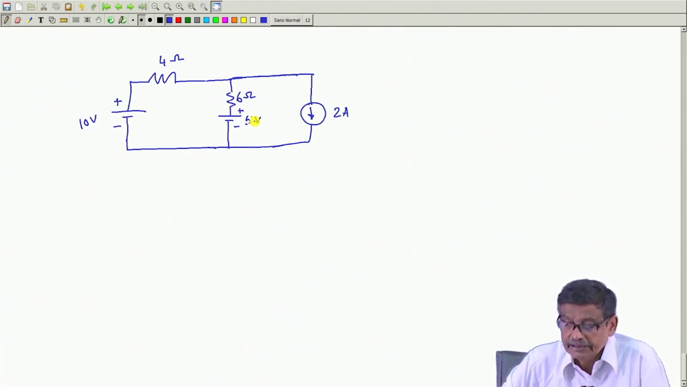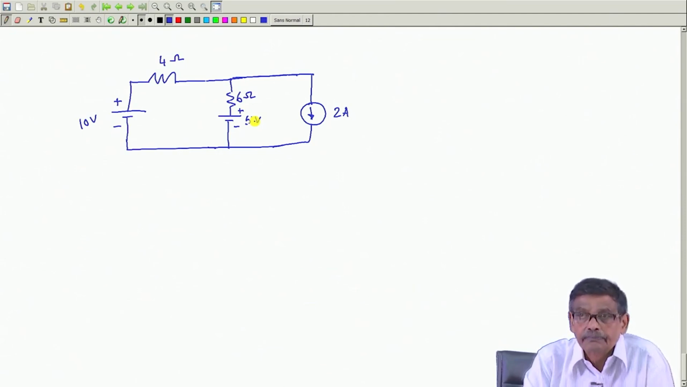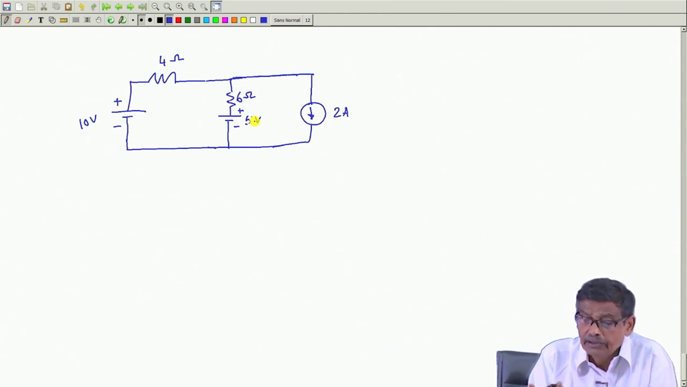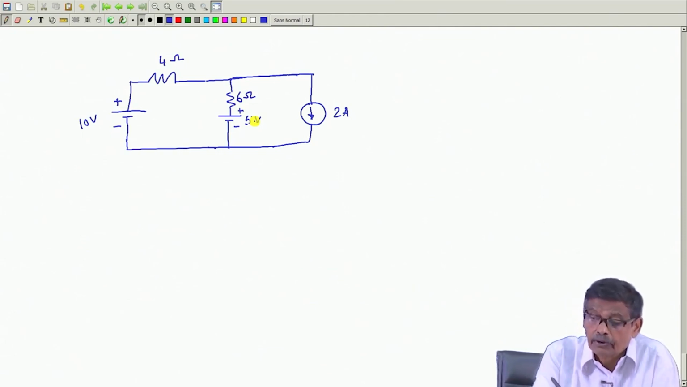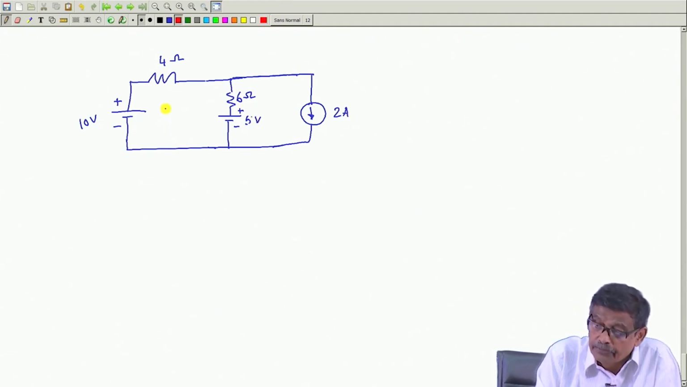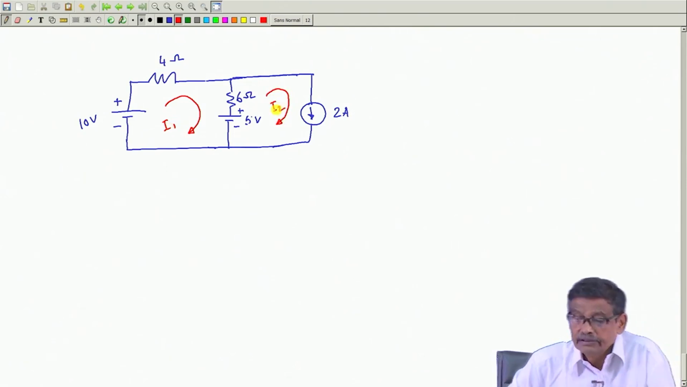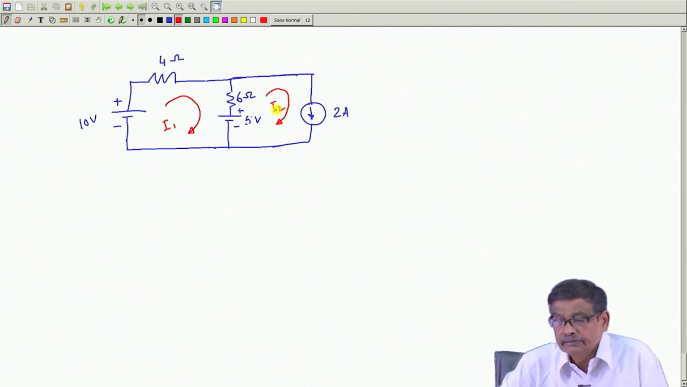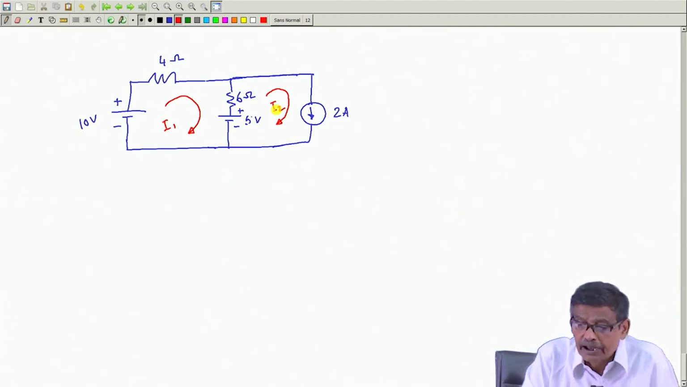Now, you see in this network how many meshes are there? 2 meshes are there. I want to solve it by mesh analysis. So, what I have to do is assign mesh currents I 1 and mesh current I 2, that is what I will assign, since 2 meshes are there, and I have to write down KVL in mesh 1 and mesh 2.